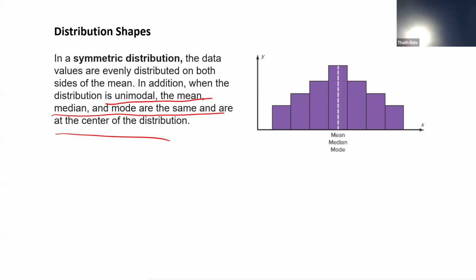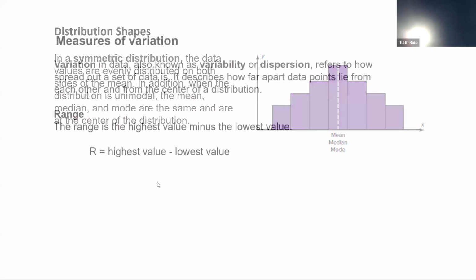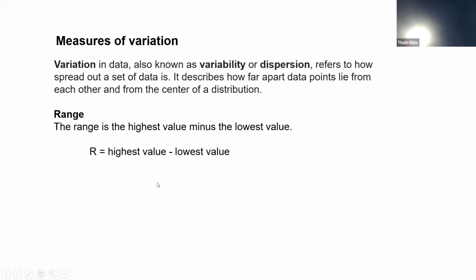So that is the shape of the distribution. There are 3 shapes: the left skew, right skew, and symmetric distribution. So that is the part on measure of central tendency. Now we move to measure of variation.